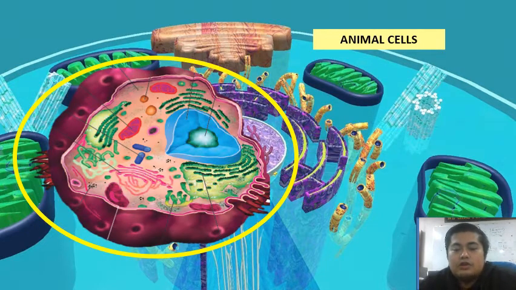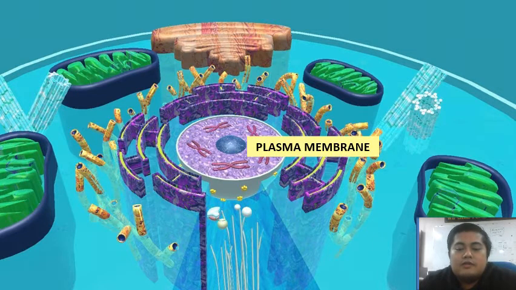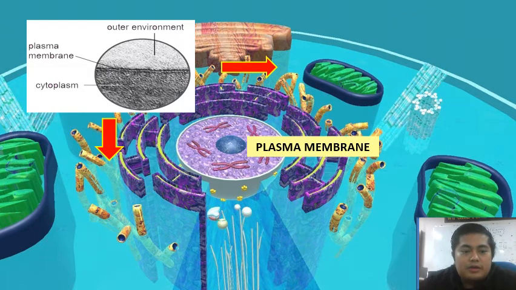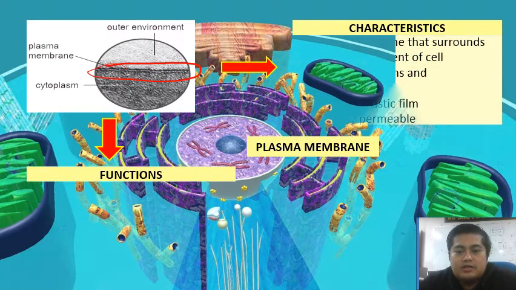So we're going to begin with the animal cell. Kita akan mula dengan animal cell kita. So first kali, plasma membrane. So plasma membrane tu yang mana? So plasma membrane ni is the layer between the cytoplasm and the outer environment. So the characteristic.